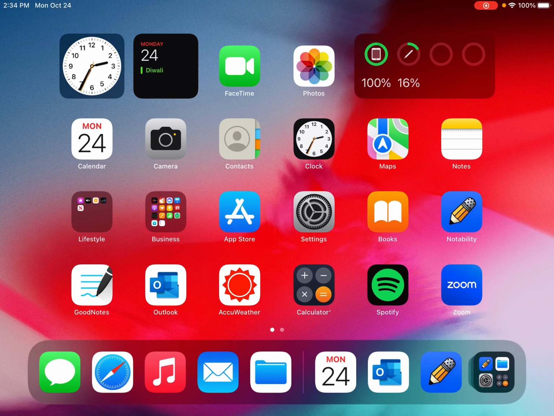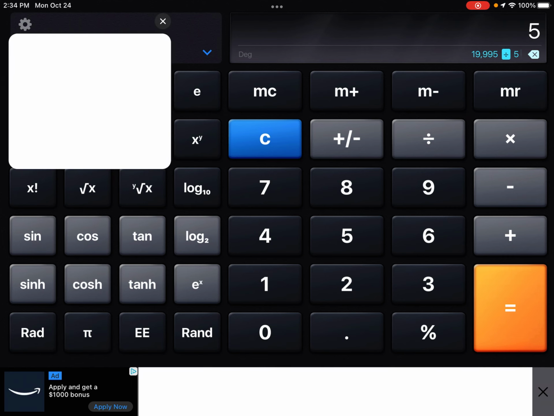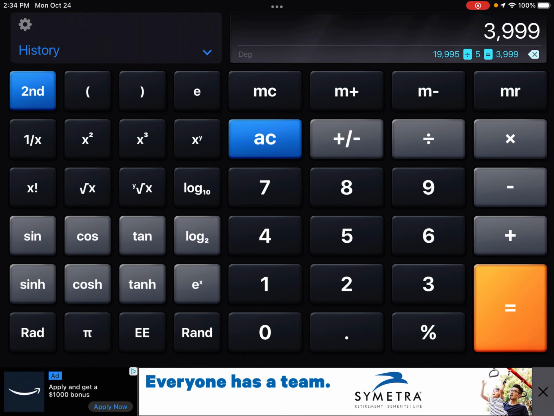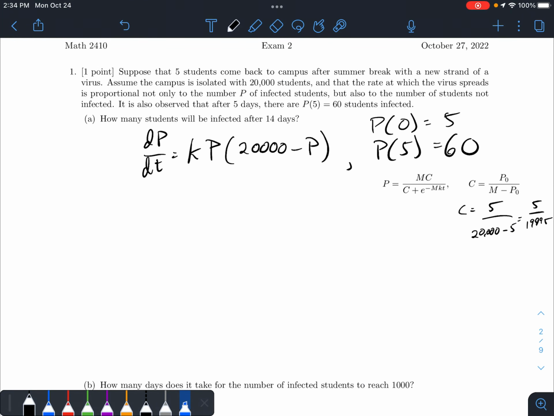Let's go to a calculator. Please no ads. Okay, 19,995 divided by 5 is 3,999. Oh, I should have been able to do that in my head. Whatever. Because 20,000 divided by 5 is 4,000, and then it's one group of 5 less than that, so it should have been 1 less than 4,000.